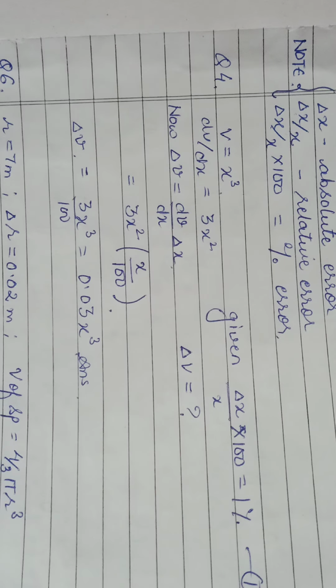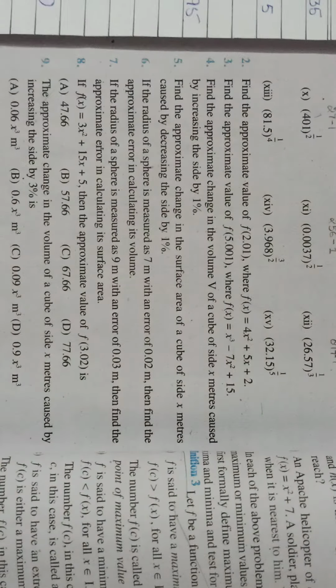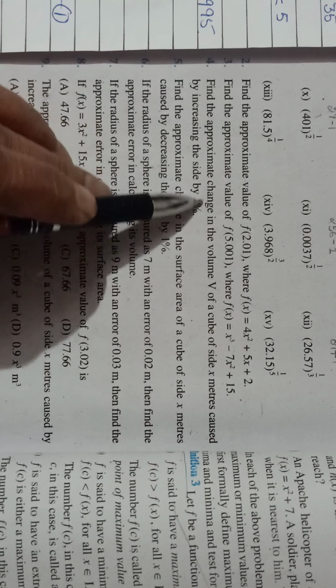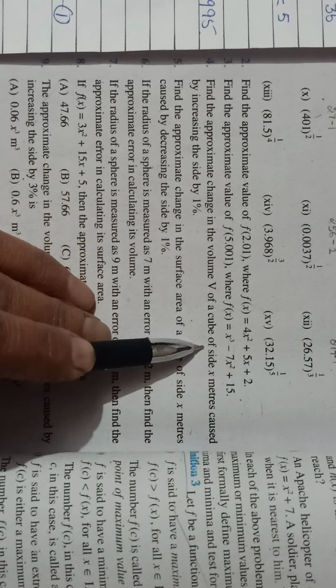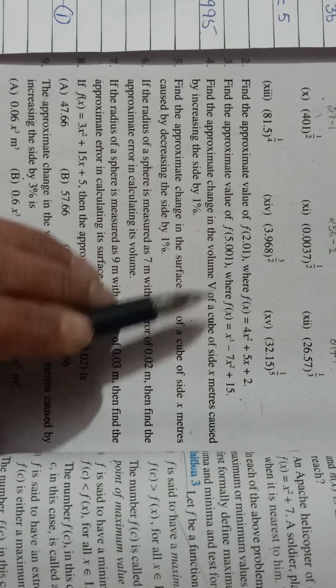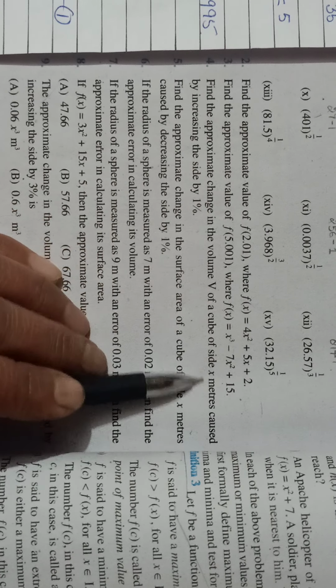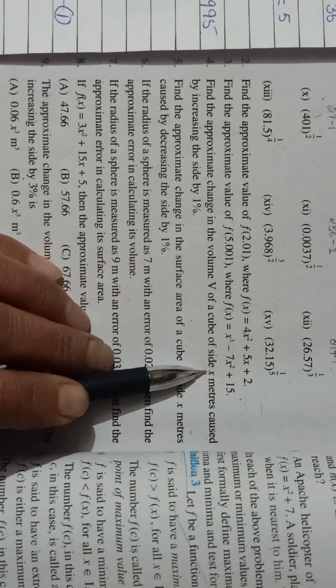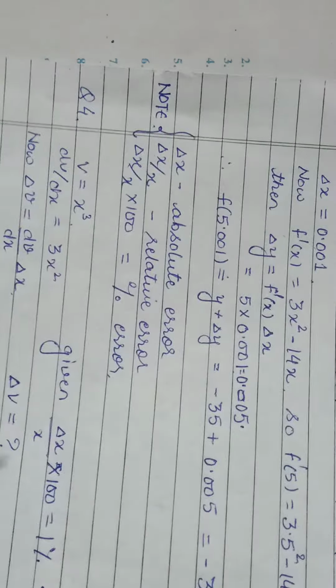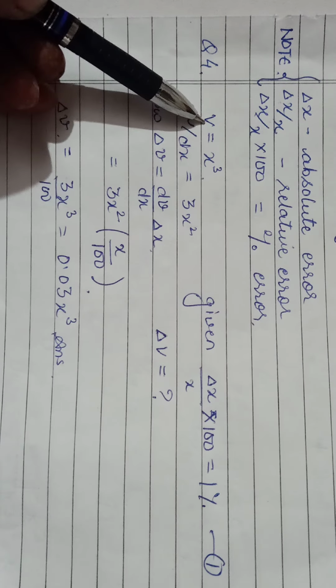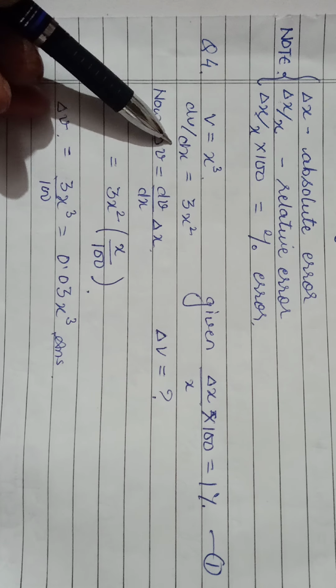So in question number 4, let me read the question first. We had to find the approximate change in the volume of a cube of side x meters. So we know what is the formula for volume of a cube if the edge or side is x. So volume is equal to x cube. Volume for a cube is x cube. We know we'll have to differentiate.